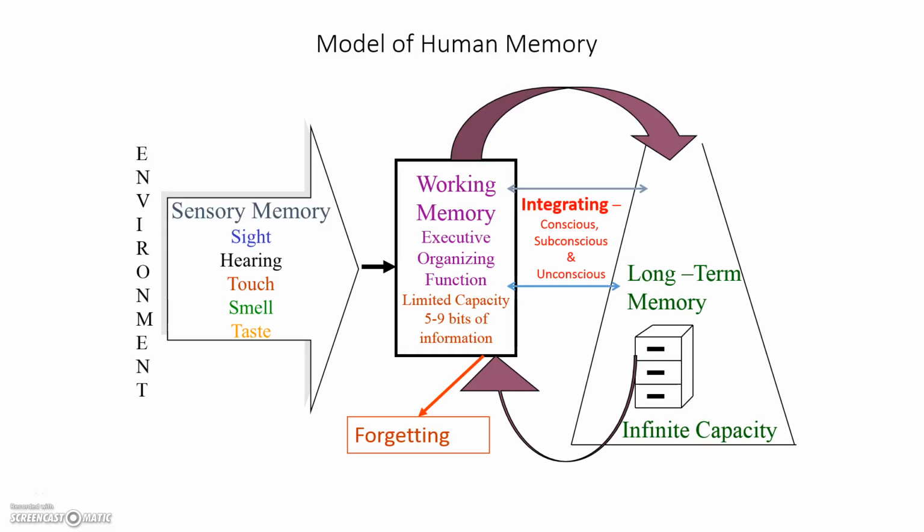Is a model of human memory. Now, take your time in processing the various components. Essentially, we take in information from the environment through our senses. We know that. It goes through working memory. And this is a kind of executive organizing function.